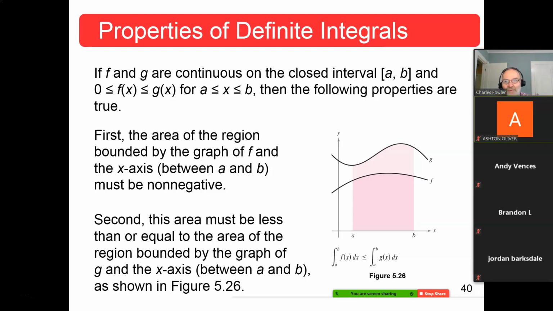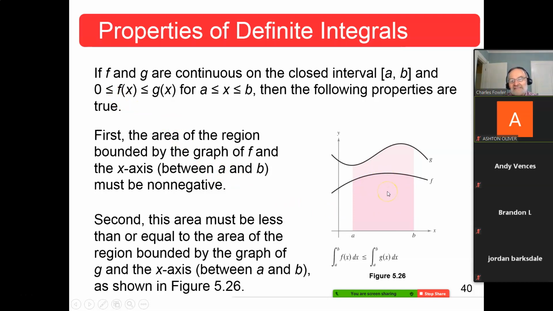Then the following properties are true. First, the area of the region bounded by the graph of f and the x-axis, that's between a and b, must be non-negative. Why? Because f was always above 0. So that has to be true. The integral of f is always going to be non-negative.